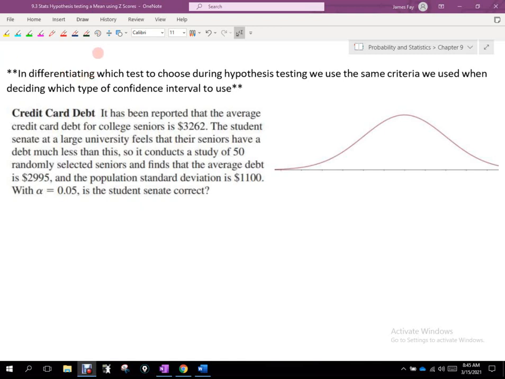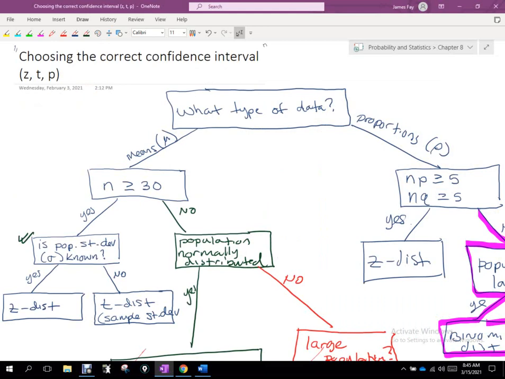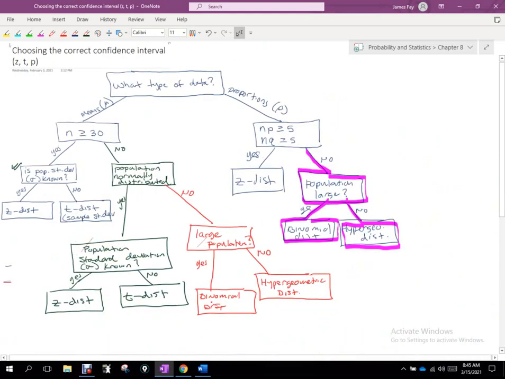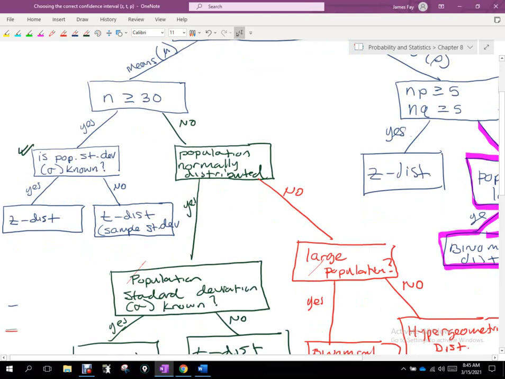All right, so with what we're doing here, if you remember back to chapter 8, when we were looking at this flow chart here to decide which distribution to use on a confidence interval, it is the same flow chart to decide which hypothesis test to use, okay? So here we're talking about means. Do we have n greater than or equal to 30? We'll ask that question. If not, they have to tell us the population is normally distributed. But regardless, n being greater than or equal to 30 or being told the population is normally distributed, those two things obviously guarantee normality, because of the central limit theorem, or because they're telling you.